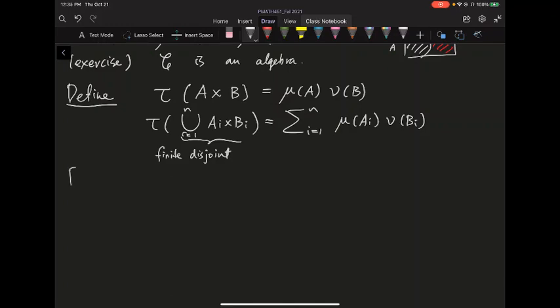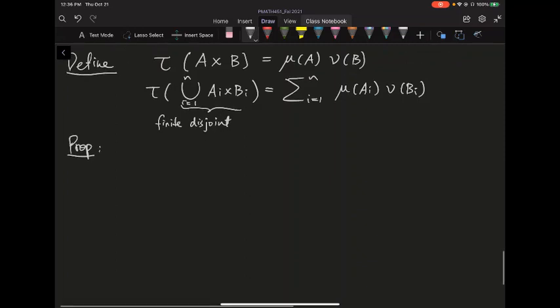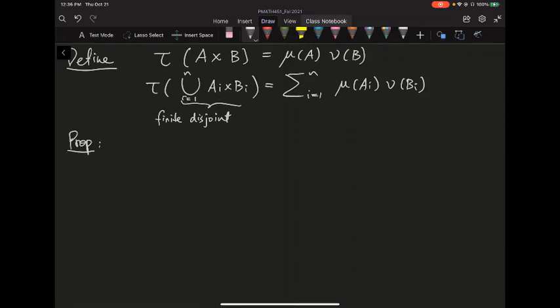So if you want to extend it to a measure, this tau satisfies this nice property you like. So you want to extend it to a measure and invoke the Caratheodory. So we just need to show tau is a pre-measure. Okay. So here's the main proposition of this video. We want to show tau is a pre-measure on this product sigma algebra A cross B. Okay. So tau clearly maps the empty set to 0.